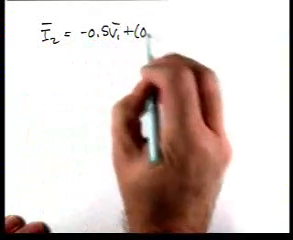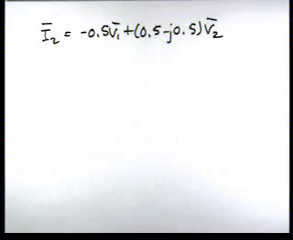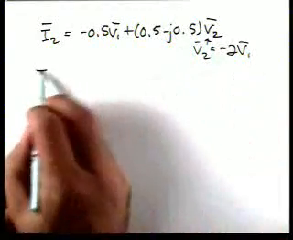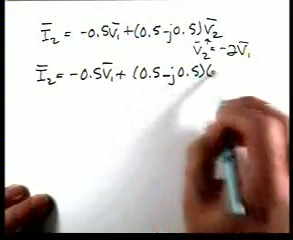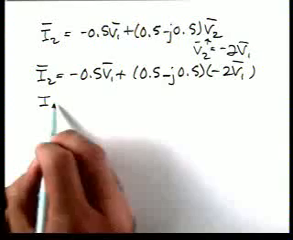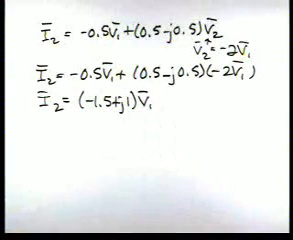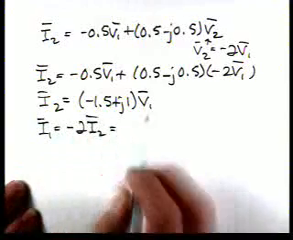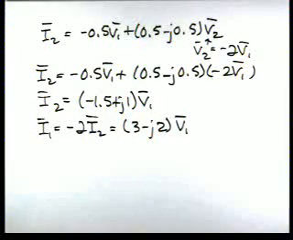So we have I2 then is minus 0.5 V1 plus 0.5 minus j0.5 V2. And now let's substitute in V2 is minus 2V1 here. So making that substitution, and simplifying, we get I2 is minus 1.5 plus j1 times V1. And now if we remember that I1 is equal to the negative 2 I2, we get that I1 is 3 minus j2 times V1. Okay, so there's some simplification.